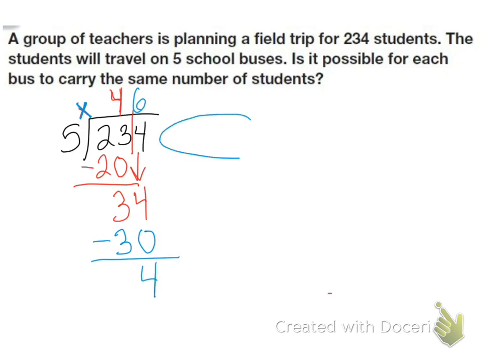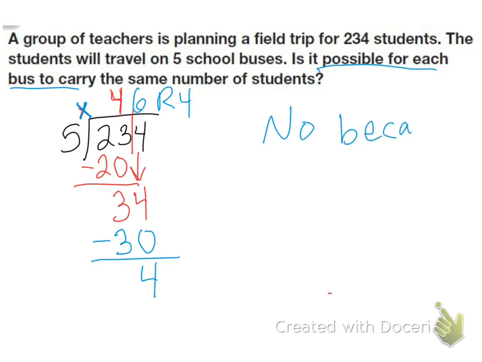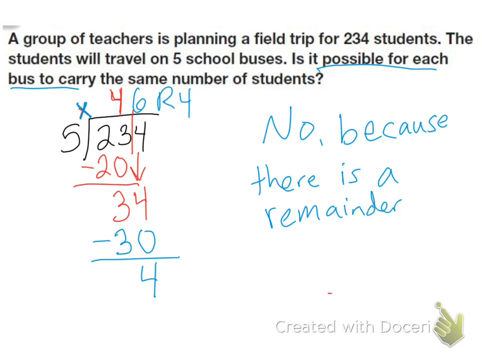I don't have anything else to bring down, so I'm done with my problem. So I end up having 46 remainder 4. So the question says, is it possible for each bus to have the same number of students? And the answer is no, because I have a remainder. All right.